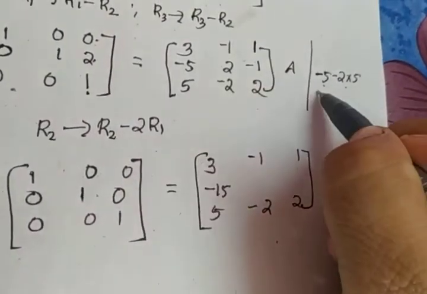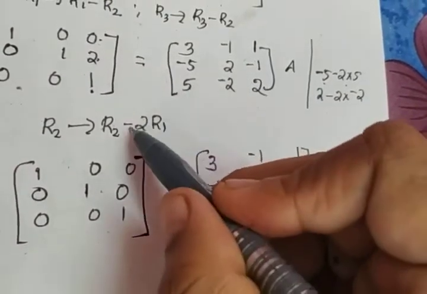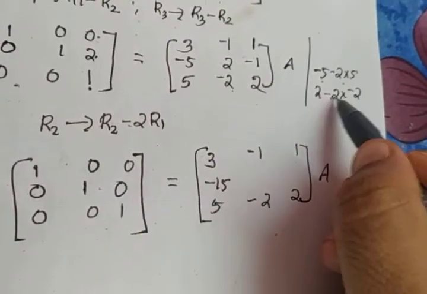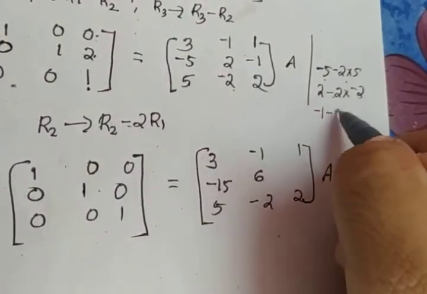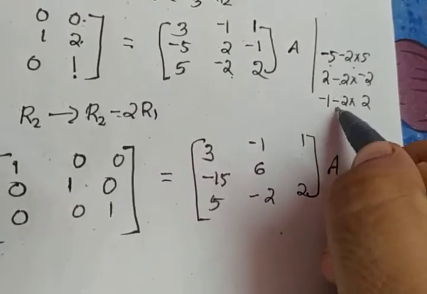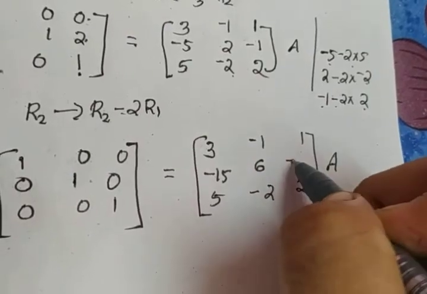Again the second value: 2 minus 2 into minus 2. So 2 plus 4, which gives you 6. And the last element: minus 1 minus 2 into 2. So minus 2 into 2 gives you minus 4. Minus 4 minus 1 will give you minus 5.